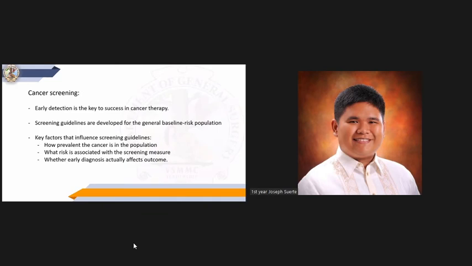So for cancer screening, early detection is always the key to success in cancer therapy. In different areas, there's different prevalence of cancer, so the development of screening guidelines always depends on which areas they are from. Key factors that influence the screening guideline are, number one, how prevalent the cancer is in the population. Number two, what risk is associated with the screening measure, how invasive it is to do, or how expensive it is to perform. And then whether early diagnosis actually affects outcome.